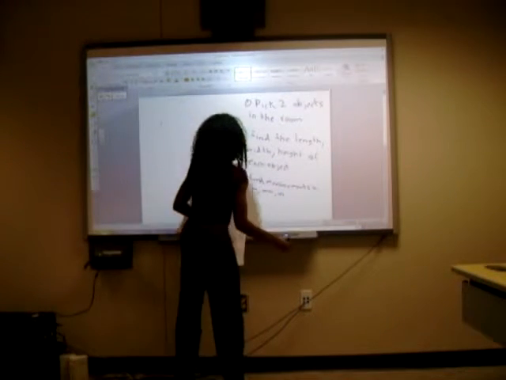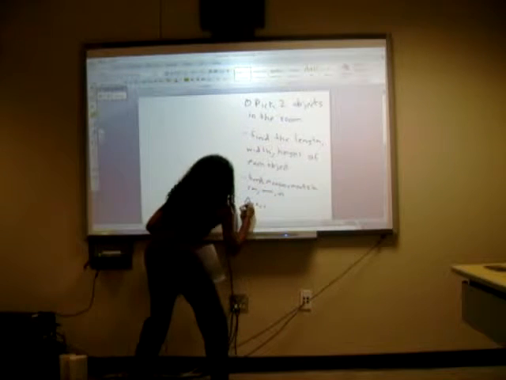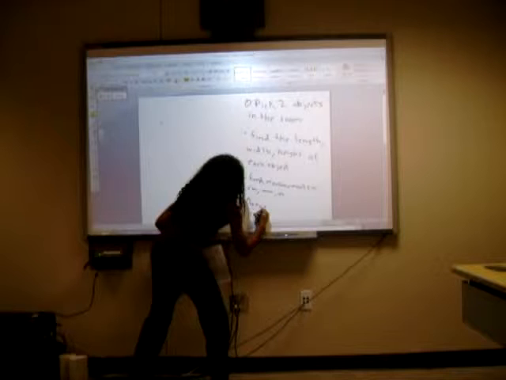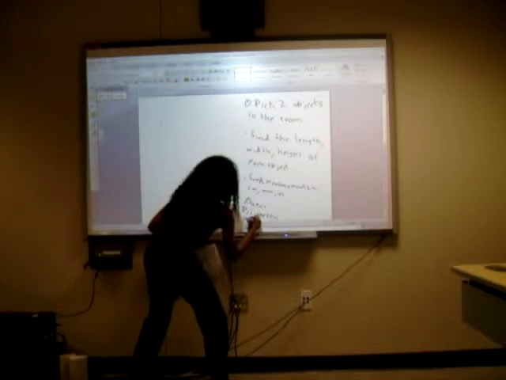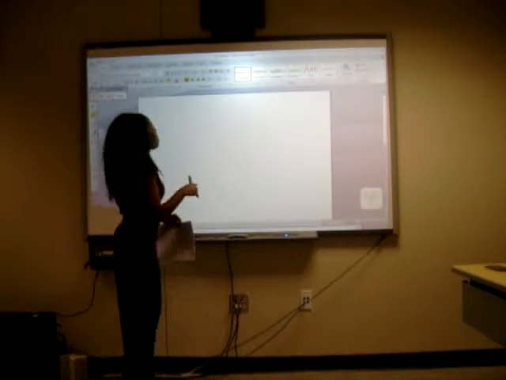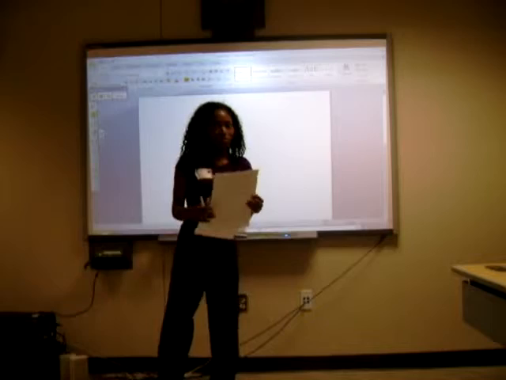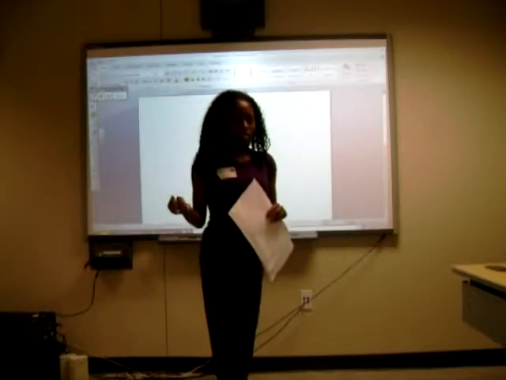And then they found the area, the perimeter, and the volume. Area, perimeter, volume. And then what we also discussed is practical uses for this.